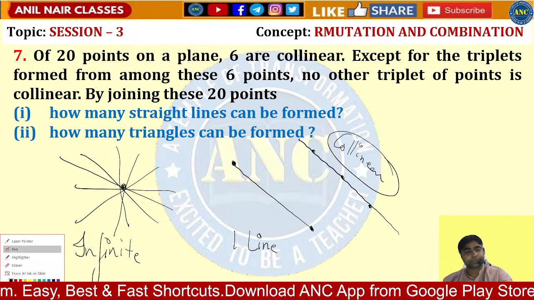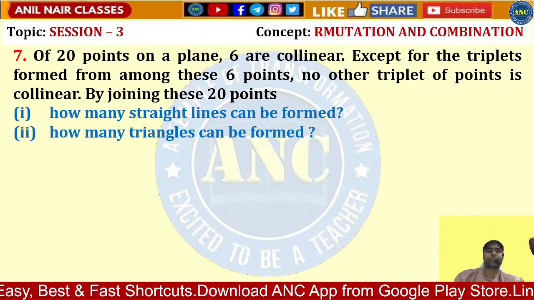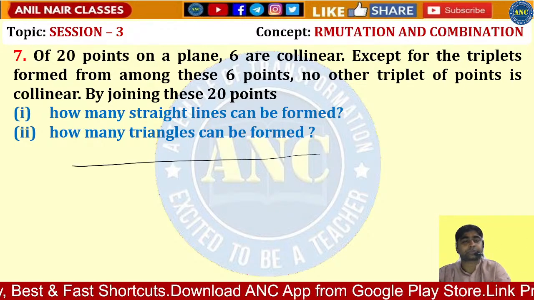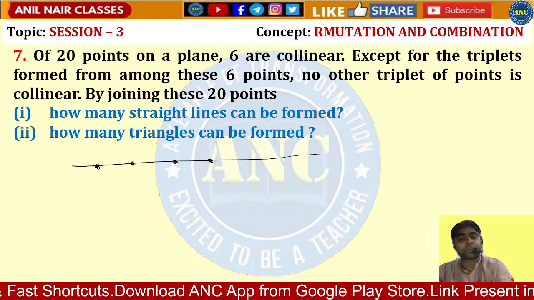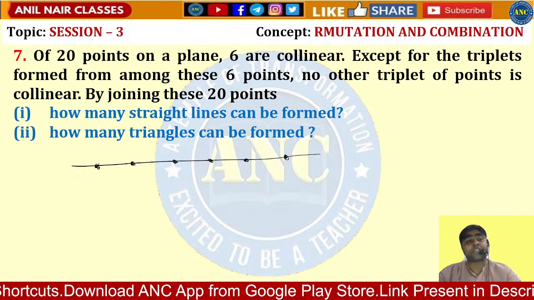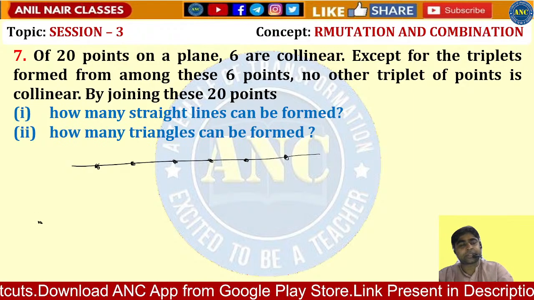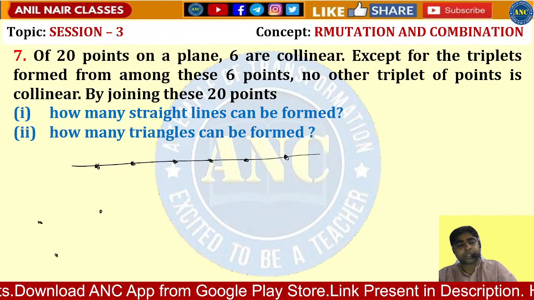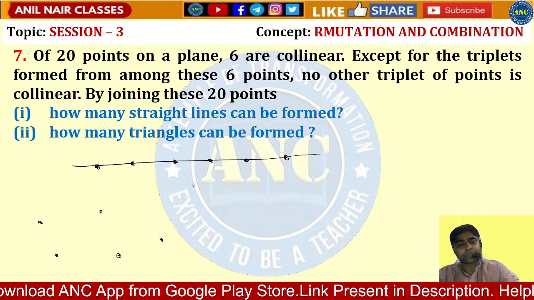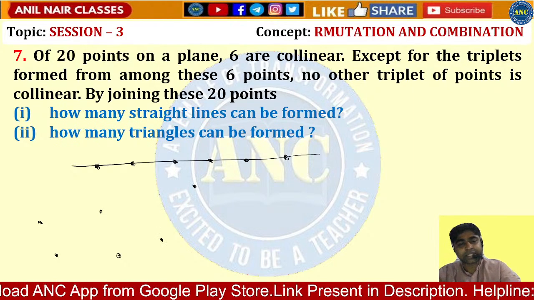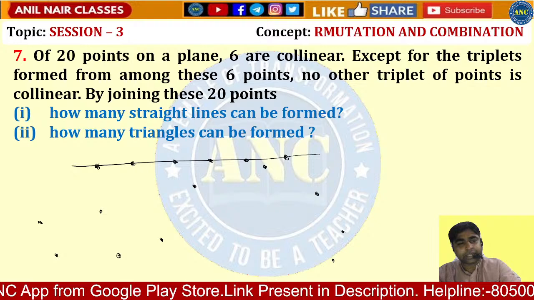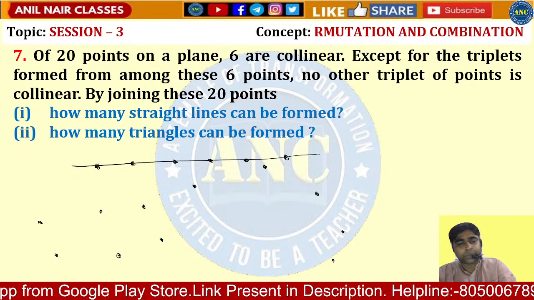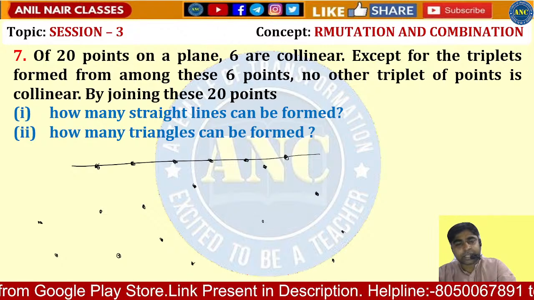So let's try to solve this question now. 6 points are collinear. So 1, 2, 3, 4, 5 and 6. Okay. Rest 14 of them are non-collinear. That means 1, 2, 3, 4, 5, 6, some 7, 8, 9, 10, 11, 12, 13 and let's say 14.